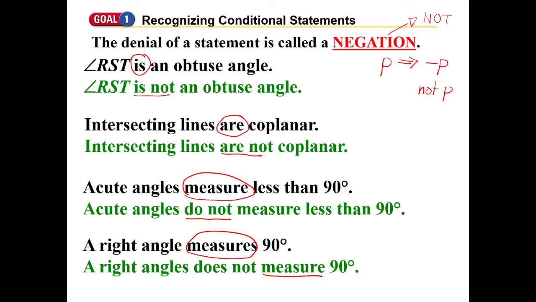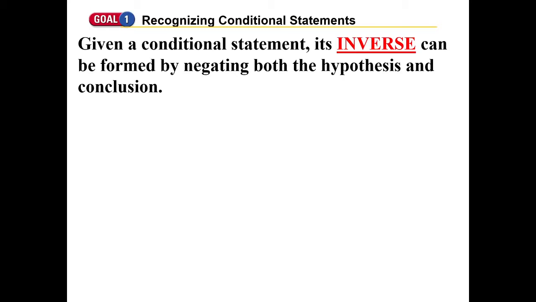Now, let's apply this over the inverse. Because when you say inverse, we are simply negating both the hypothesis and the conclusion. You will put the word not in the hypothesis, and put the word not in the conclusion. So if this is my conditional, if P implies Q, this is now not P implies not Q. Okay? So take note of that. We will put the word not there.